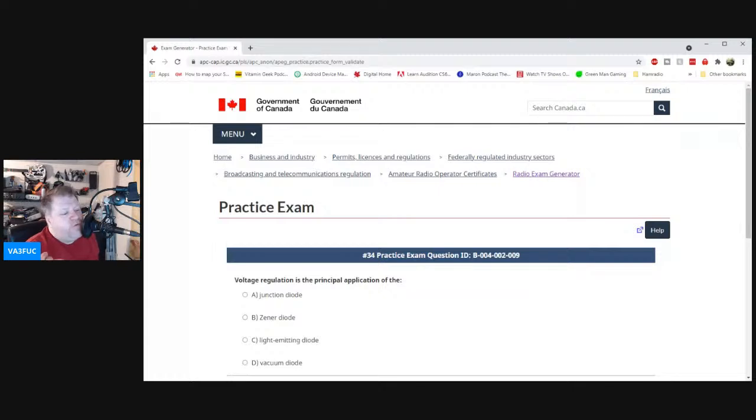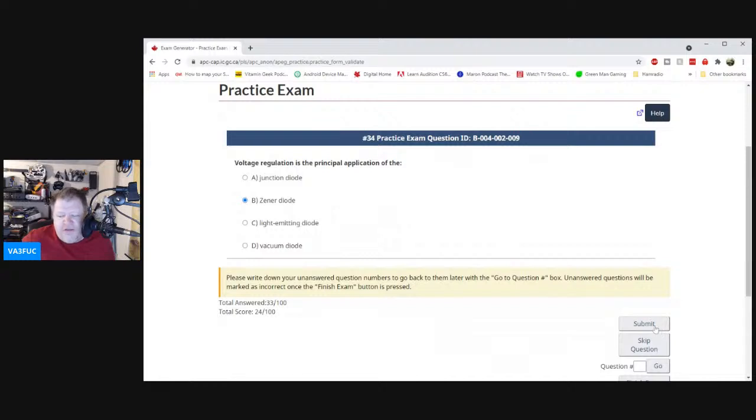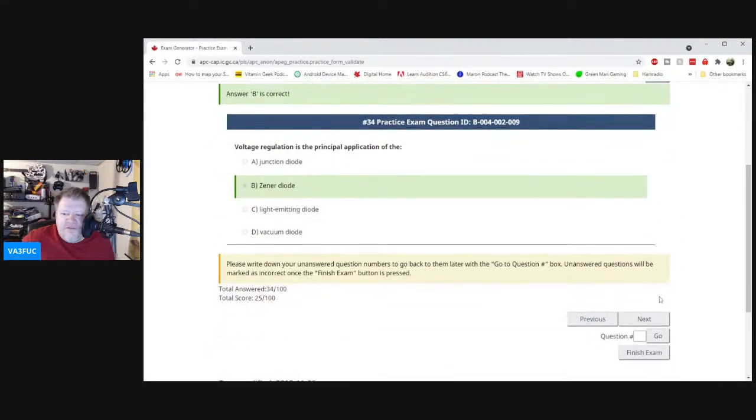Okay, this is kind of interesting. Voltage regulation is the principal application of the junction diode, zener diode, light emitting diode, or vacuum diode. Well, light emitting diode would be like if you were doing it in a section to draw less power. So I don't think it's light. Junction diode doesn't sound right. I don't think it's vacuum. I'm going to go with B. Take a wild guess on this one, but I have a feeling that's the diode they're looking for. It is correct. Okay.